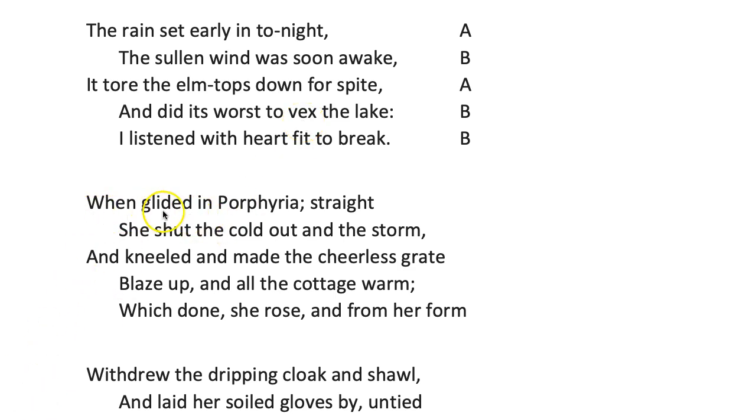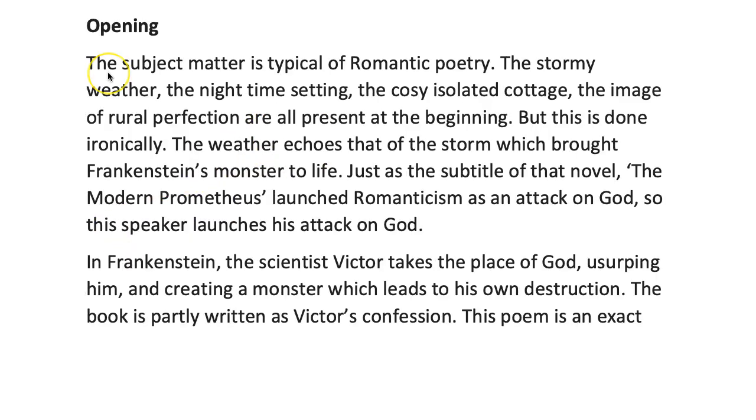And she enters in a complete contrast to him. Look at the verb glided here. She comes in without a care in the world, a complete contrast to the weather, and therefore a complete contrast to his misery. So the subject matter is typical of Romantic poetry. It's two lovers, they're out in the countryside. The stormy weather, the nighttime setting, the cosy isolated cottage, the image of rural perfection are all present at the beginning. But this is done ironically.